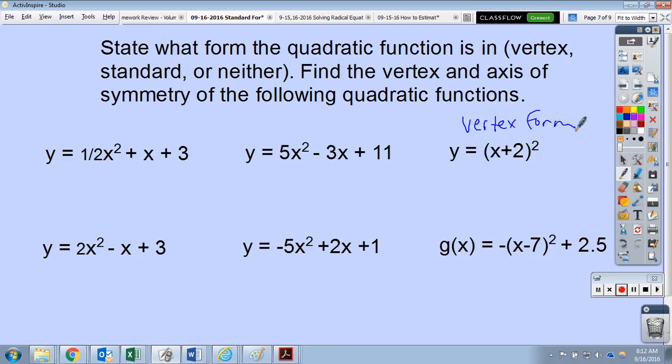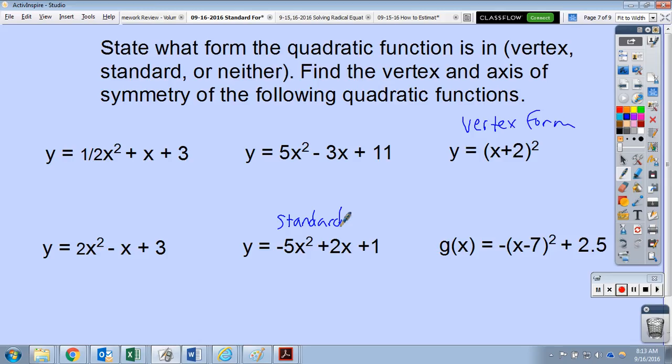Is that the only one that's not standard? Demetrius, second one on the bottom here. This is not in standard form? It is standard form, okay. Right? ax squared plus bx plus c. Are there any ones that are not standard form? Yes, Hunter. That one. g of x. Yeah. What form is that? Is it vertex, standard, or neither?